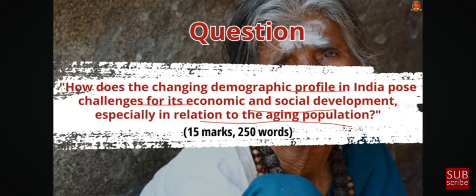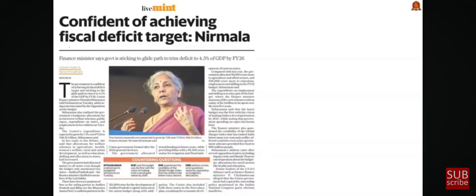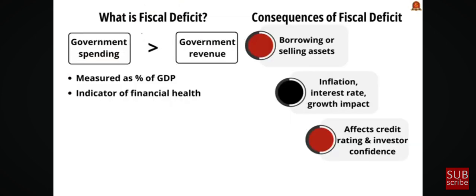So with this, let's move on to our next topic for the discussion. Our next topic for the discussion is going to be about the fiscal deficit of India. So let's get into a deep analysis of this topic. So what is a fiscal deficit?